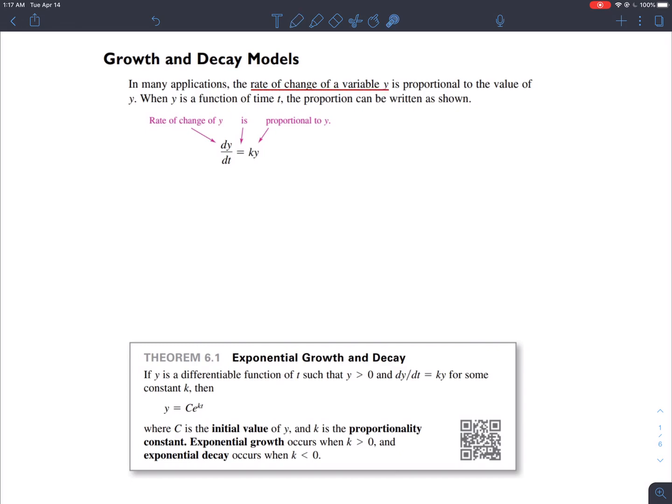The rate of change of the variable y is expressed, especially if it's changing over time, as dy dt, the derivative of y, the rate of change of y, is proportional to the value of y.